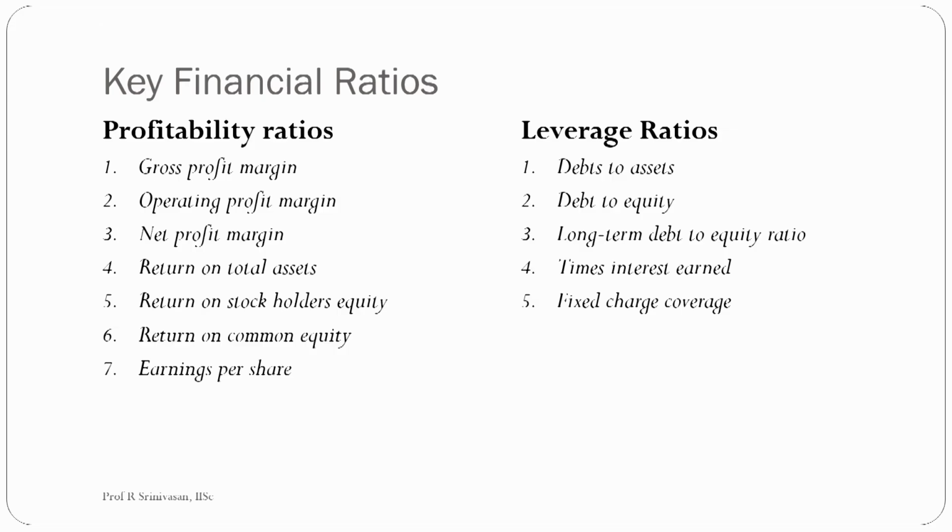Then the fourth ratio that you are looking at is the return on total assets. In order to set up an organization, you make a lot of investment, and this investment, whether it is coming from your side or a different organization's side or a different financial institution's side, whatever it may be, these stakeholders expect there will be some return on the assets that is created.